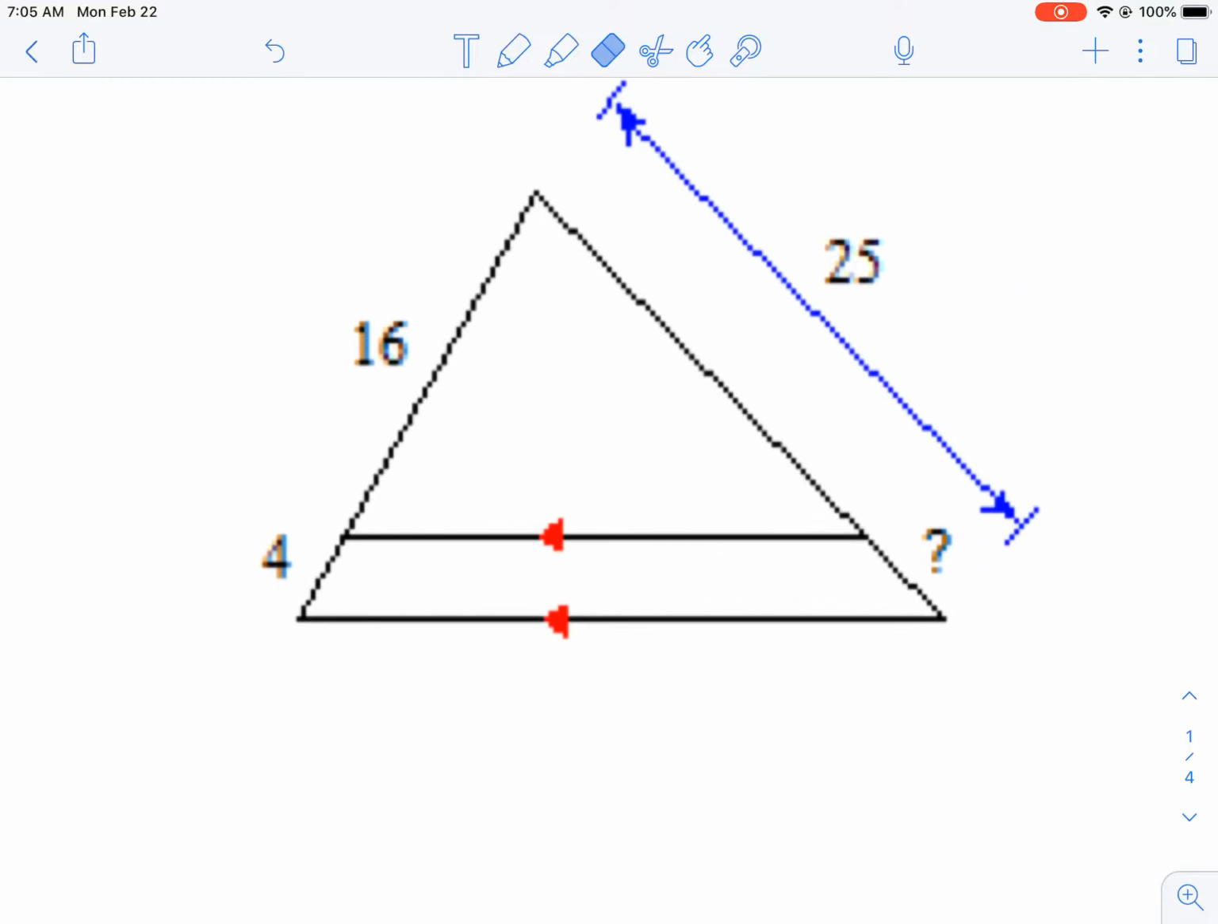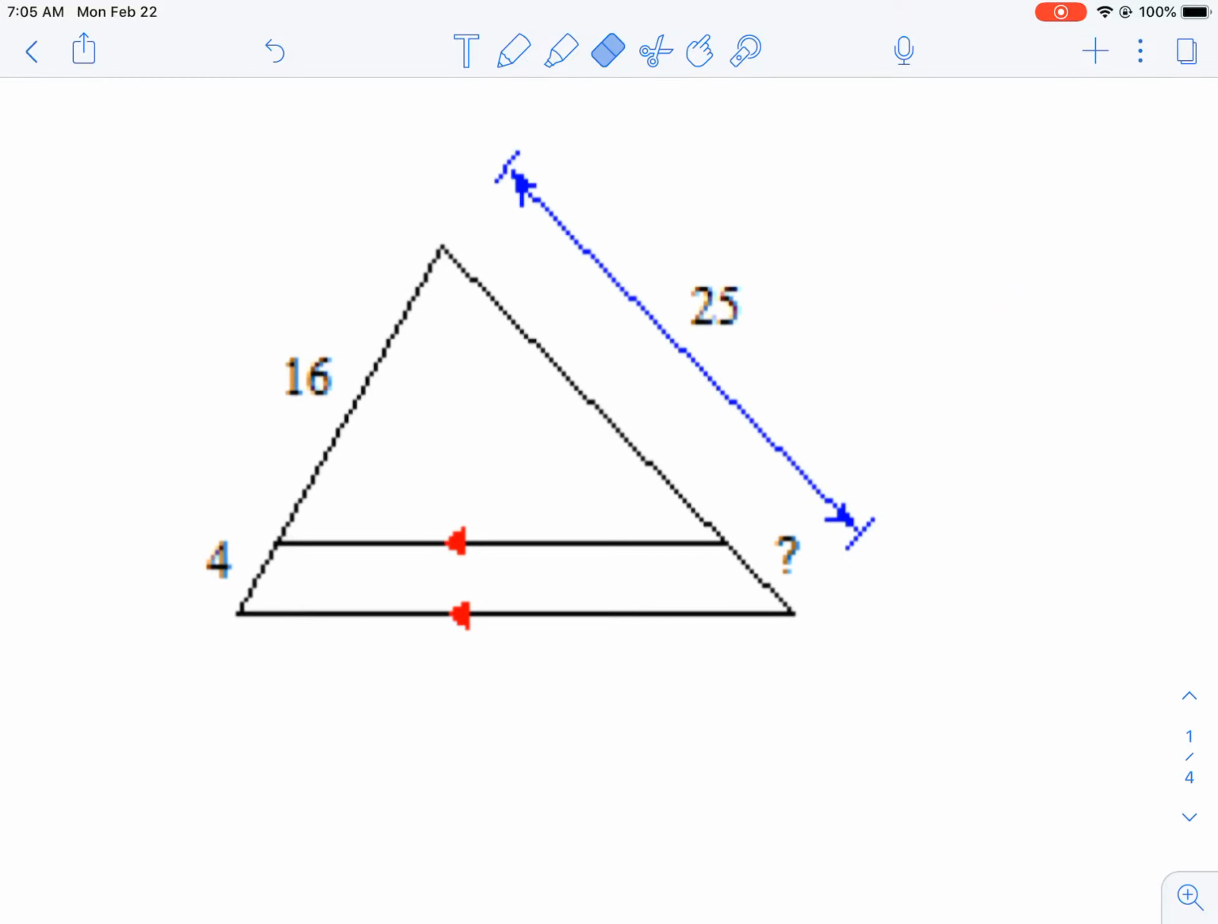So here's another one, okay? All right. This time they're giving us the whole length, and they're not giving us either piece over here. We don't know what either of those are, okay? So there's a couple different ways that you can look at this. Another way the sides are divided proportionally is from the little piece to the whole thing, right? So if we look at the whole thing on the left side, well, 4 plus 16 is 20, okay?